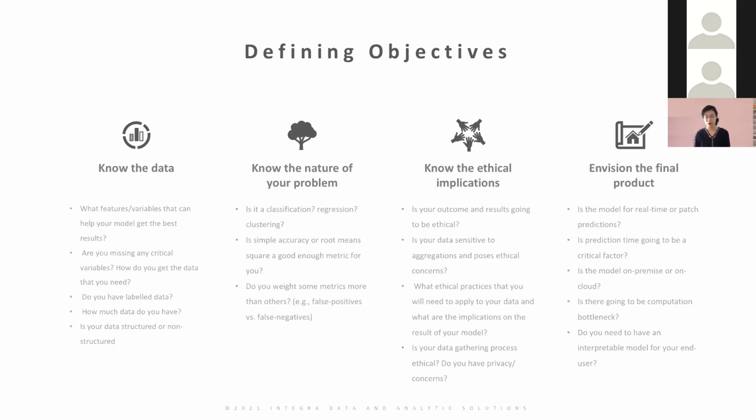Now with the product, you also want to have a good vision of it. What I mean is that you don't have to know exactly where in the IT infrastructure it's going to be deployed or what you're going to use to deploy, but overall you want to have the values of the final product. Is your product going to be doing real-time predictions or batch predictions? Is prediction time going to be a critical factor? Are you going to have a computation bottleneck? Is it going to be on cloud or on premise? Where are you going to deploy that? All of these considerations are built into how you set off your roadmap to start exploring your data science problem.